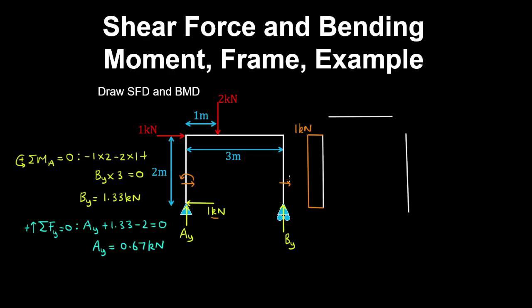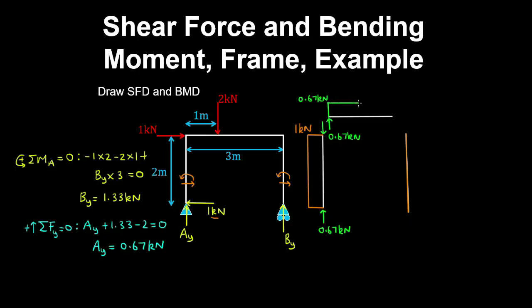And if we cut the right column, we can see there's no horizontal reaction, so the shear force is 0 in this column. Now for the left column, we had a reaction of AY, which was 0.67 kilonewtons. So for this column to be in equilibrium, we must have an equal force on the top of the column. And by Newton's third law, we have an equal and opposite force acting on that beam, which has the same magnitude. So this force causes a jump in the shear force diagram of 0.67 kilonewtons.